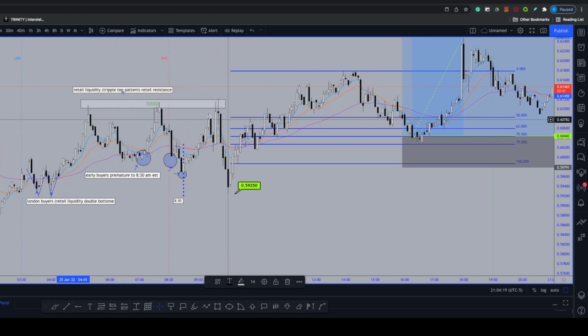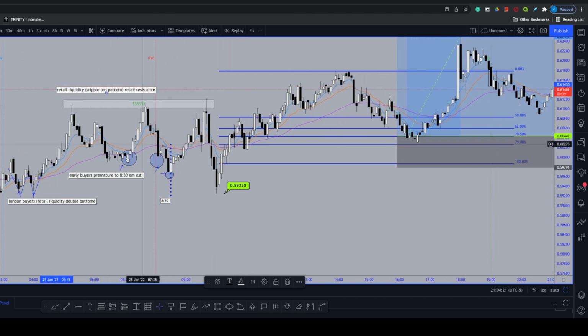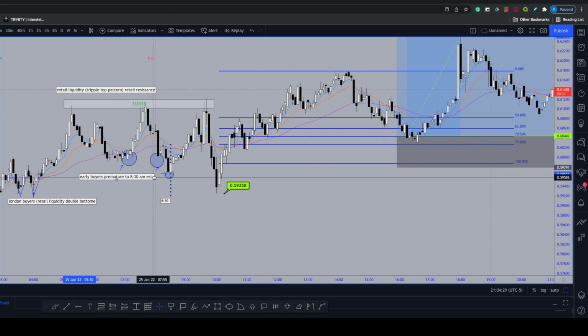All right, but we're not even worried about that yet. What are we worried about? I've told you guys multiple times, pay attention to early buyers as well. And look at this. Early buyers premature to 8:30 a.m. Eastern Standard Time. Now, this is a hindsight back test, so don't say in the description down below, oh, blah, blah, blah, all you do is hindsight test. Yes, this is a hindsight test. I'm showing you guys the similarities in the market.